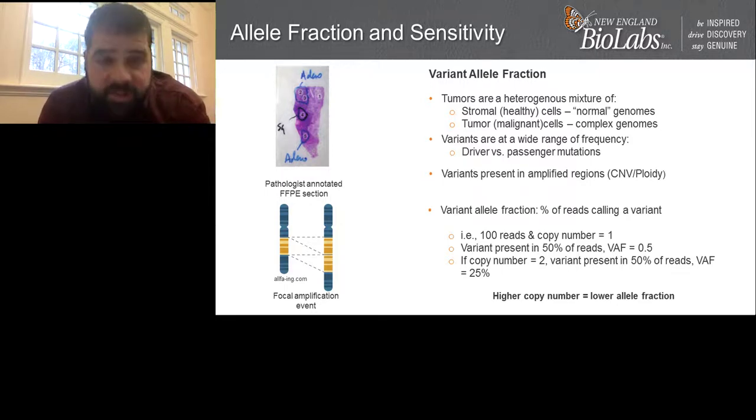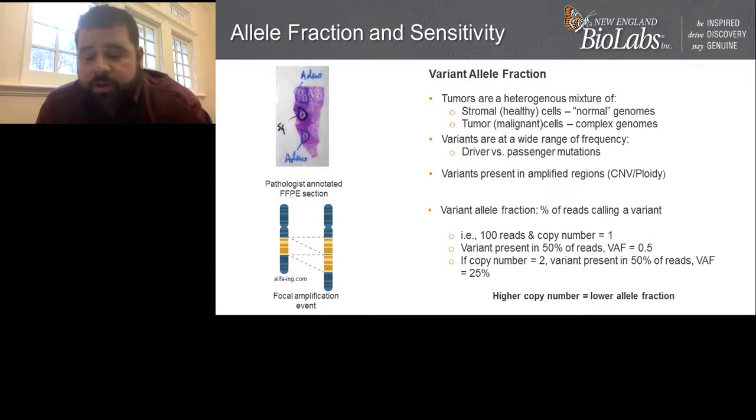And we don't just like to see a variant once. I mean, typically most people like to see a variant present in at least 10 reads before they confidently call it a true positive. So, when we think about that calculation, it's really a percentage of the reads calling a variant from the analytical side. So that means that, for example, if you have 100 reads and the copy number is equal to 1, if the variant is present in 50% of the reads, you'll call that a variant allele frequency of 0.5.